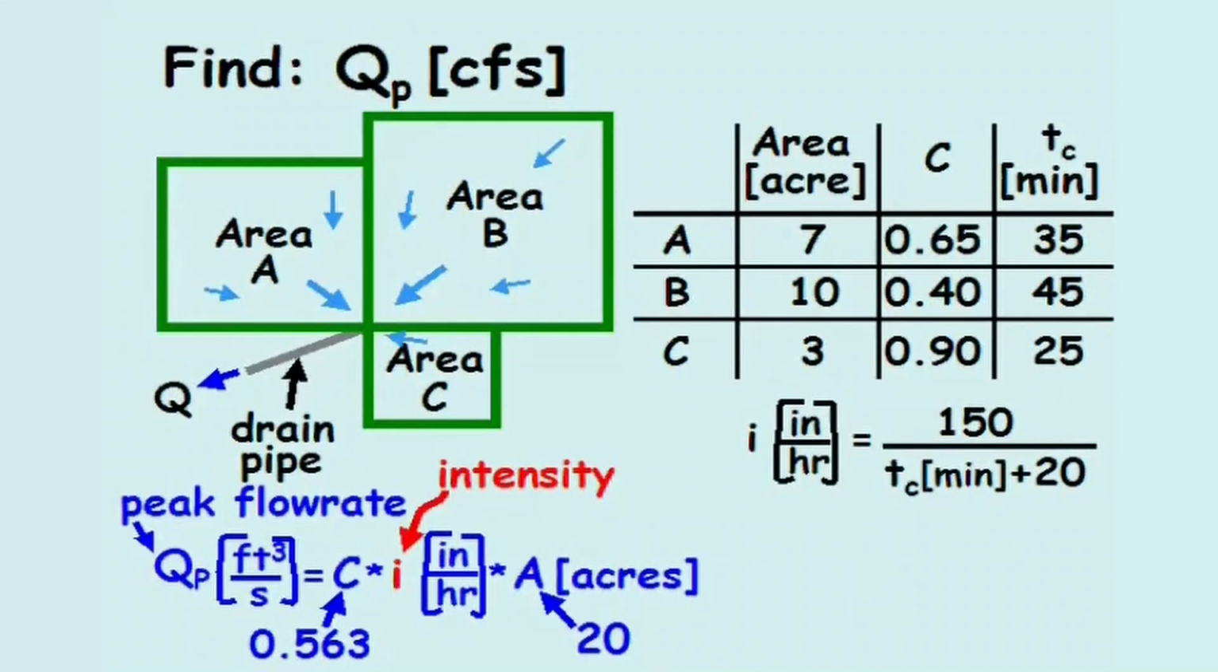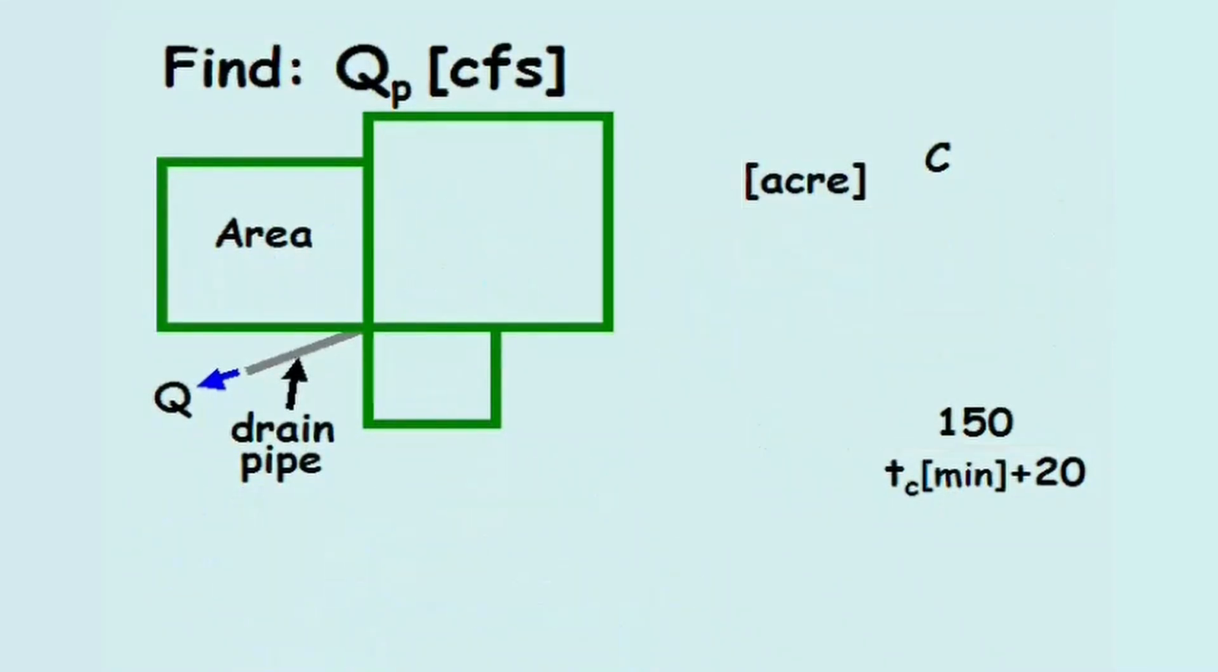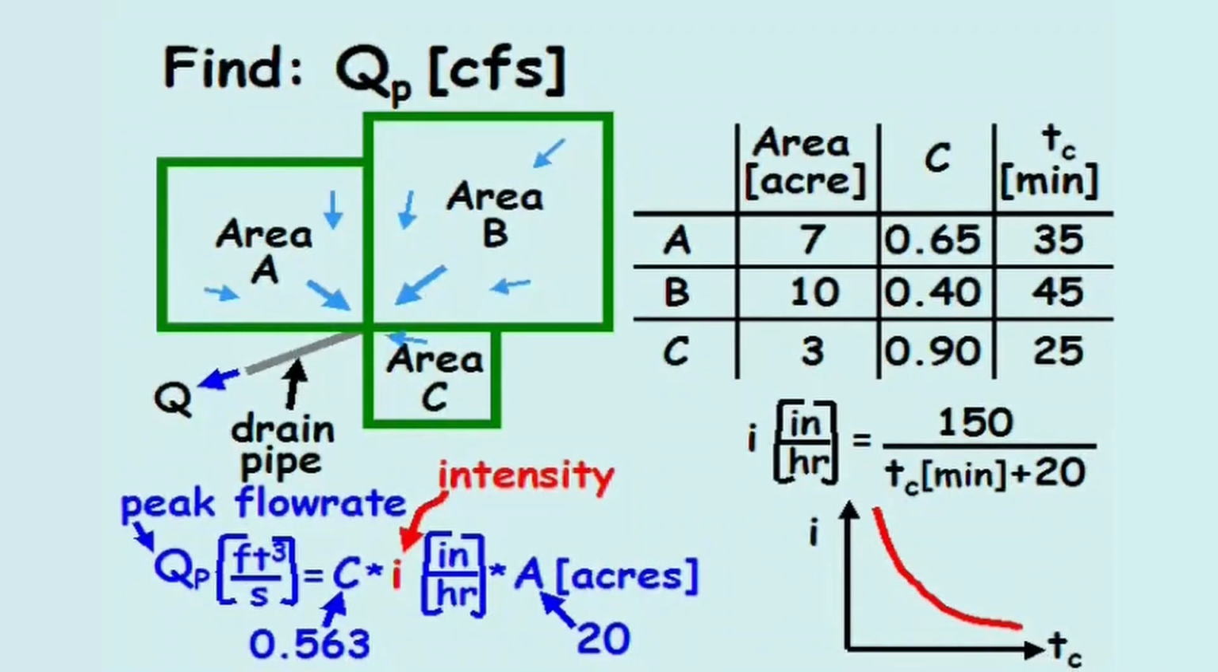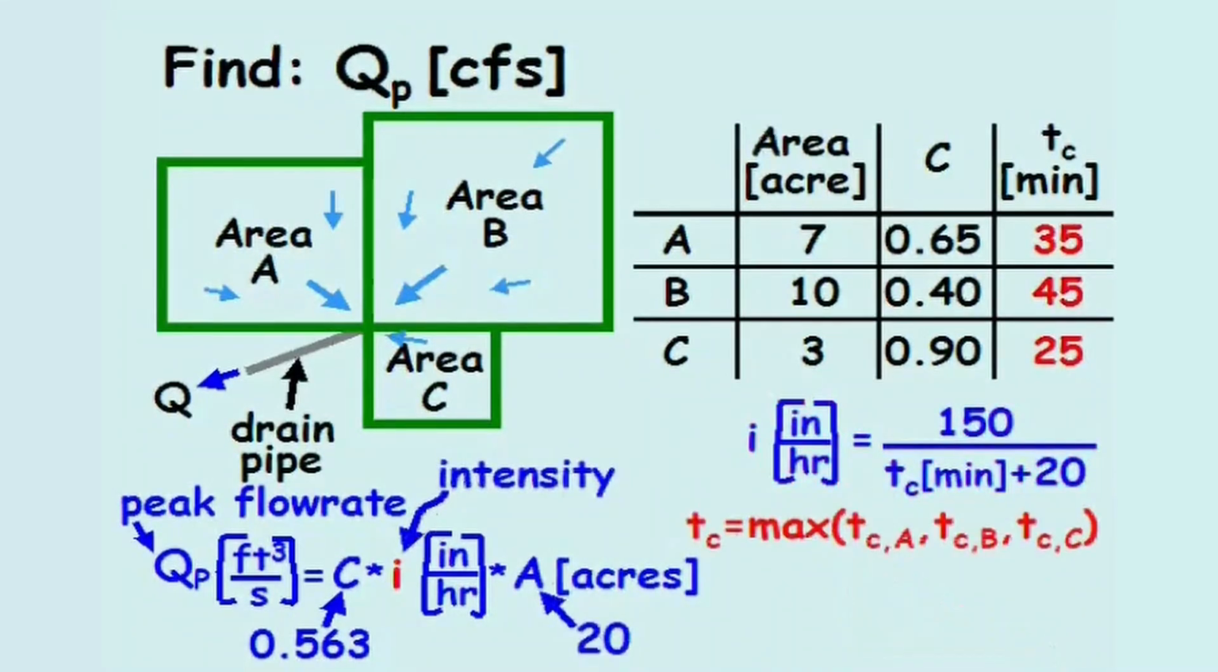The last variable to solve for is I, the intensity. The storm intensity is a function of the time of concentration, T sub C. The intensity decreases asymptotically with T sub C. For the given equation, we should use the maximum T sub C value for all contributing watersheds. This means runoff from all areas of the watersheds will contribute to the peak flow rate, Q sub p.